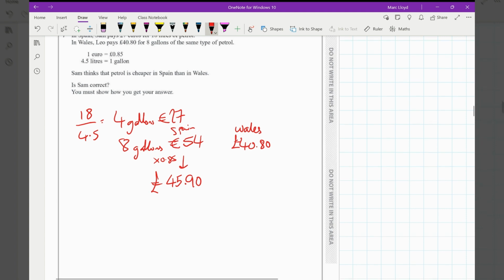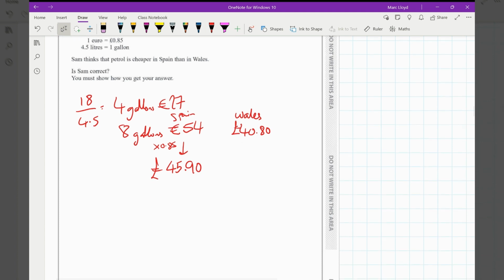Well, Sam said he thinks that petrol is cheaper in Spain than in Wales. So Sam is incorrect. And we can go and write further sentences, but as long as I've got 2 comparable figures, we're okay with that and we don't have to do anything further to the question.